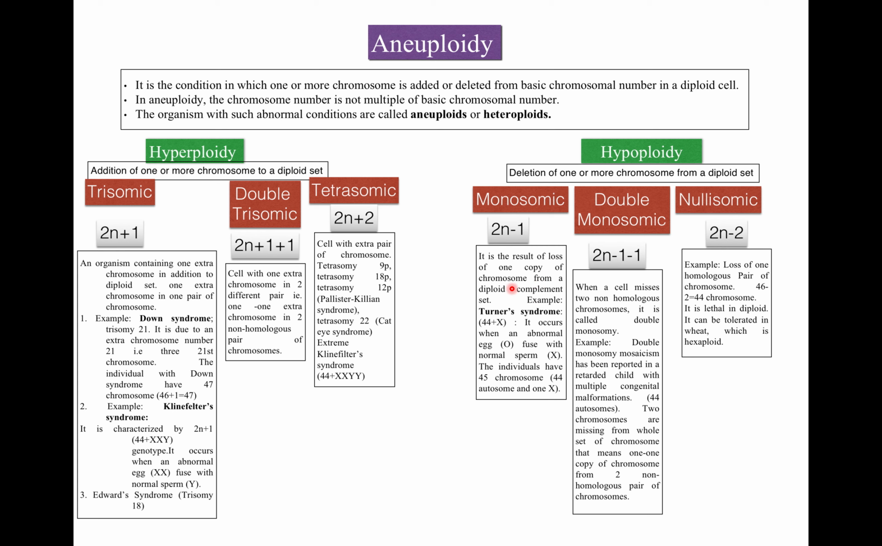Here monosomy, 46 minus 1, means individuals with 45 chromosomes, 2n minus 1. Again, a person or individual with 44 chromosomes means 2n, 46 minus 1 minus 1, so 44 chromosomes only. Nullisomy, 2n minus 2, again a person with 44 chromosomes instead of 46 chromosomes.